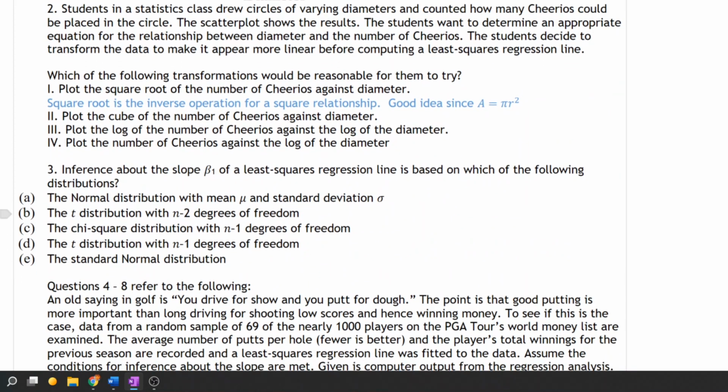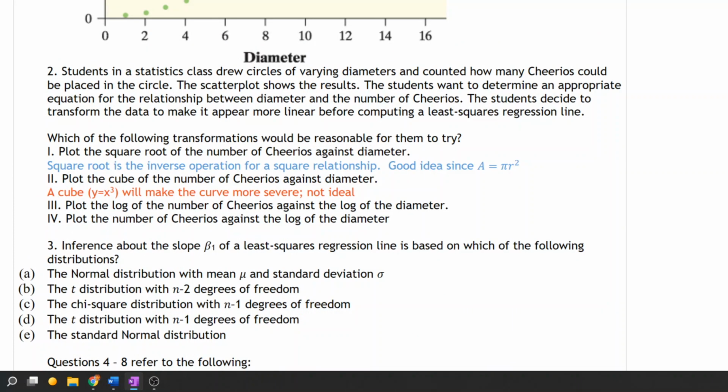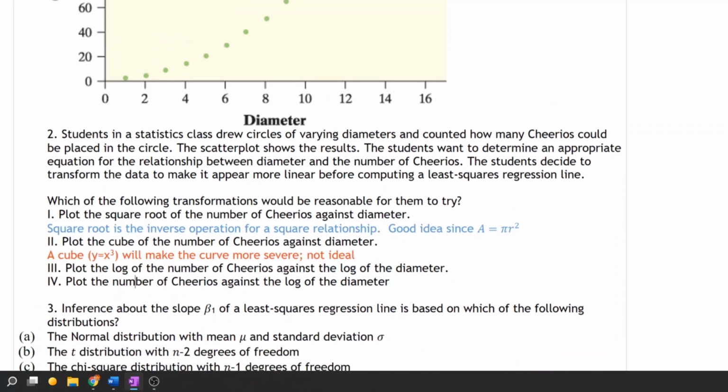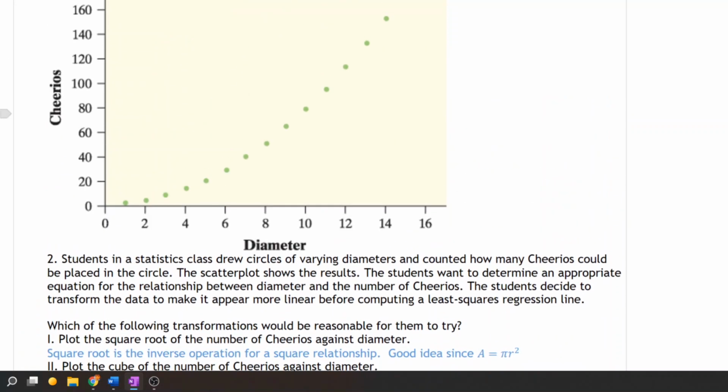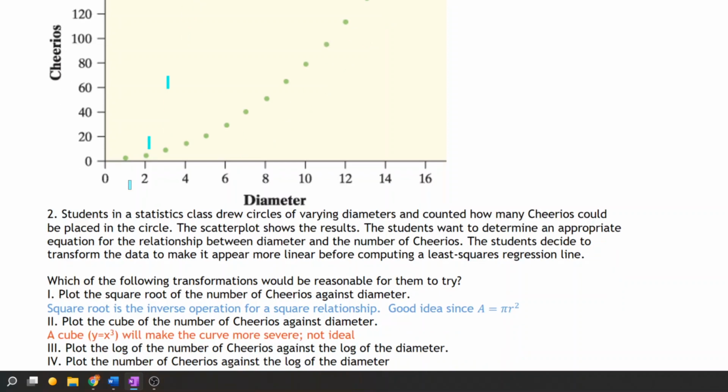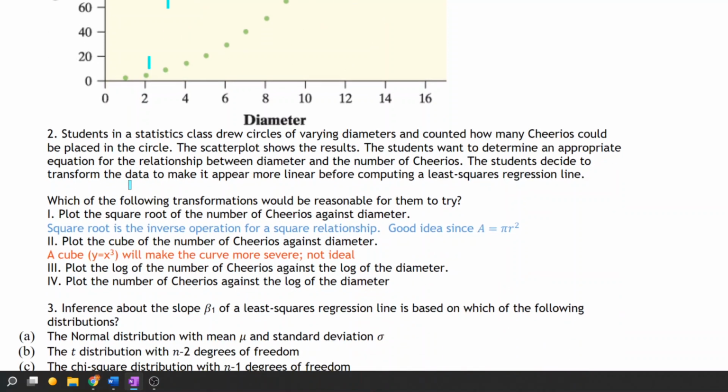Number two, plot the cube of the number of Cheerios against the diameter. Well, cubing the number of Cheerios will only make the y-coordinates more extreme. And if we make the y-coordinates, the number of Cheerios, more extreme, we're basically looking at a curve that would be even worse than what we already see. So that's probably not a good idea to use a cube here.